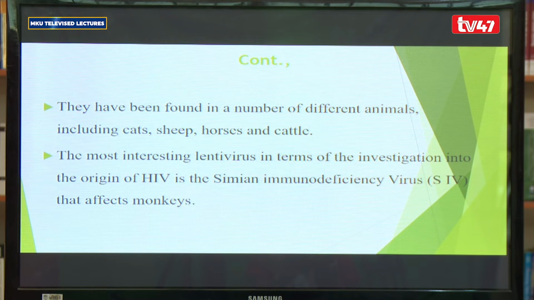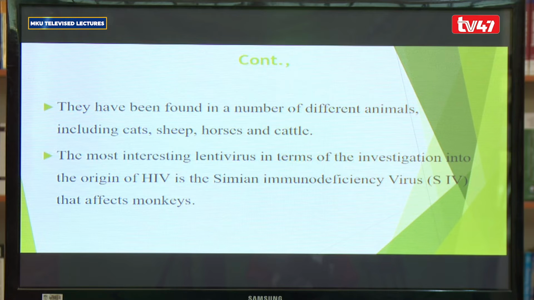They have been found in a number of different animals, including cats, sheep, horses, and cattle. The most interesting lentivirus in terms of the investigation into the origin of HIV is the simian immunodeficiency virus that affects monkeys.